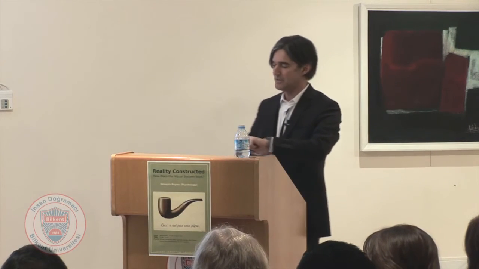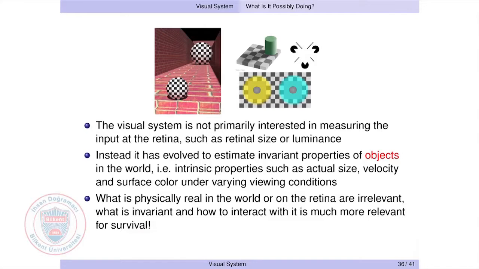Okay, so to my conclusions. I've been saying these things all the way up to now, so I'll just read them. The visual system doesn't seem to be primarily interested in what is on the retina, right? Like its retinal size or retinal luminance. Instead, it has evolved to estimate invariant properties of the objects around us, their intrinsic properties such as actual size, real velocity, and surface color. These are more important for us. What is physically real in the real world, like subatomic things, or what is actually on the retina, are really not relevant for our survival, right? For our survival, what is important is invariance and how to interact with those invariant objects. That is the important thing.